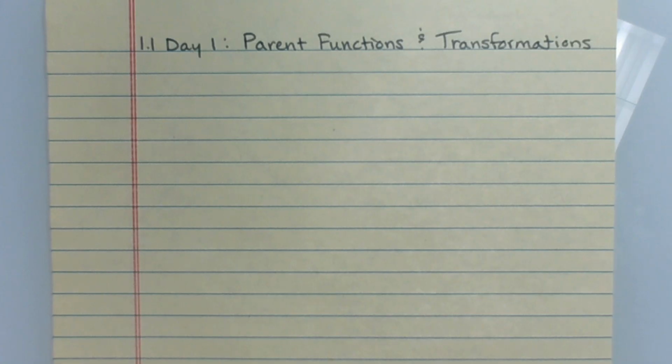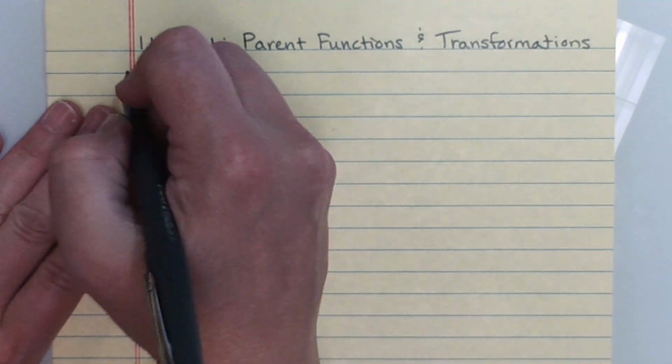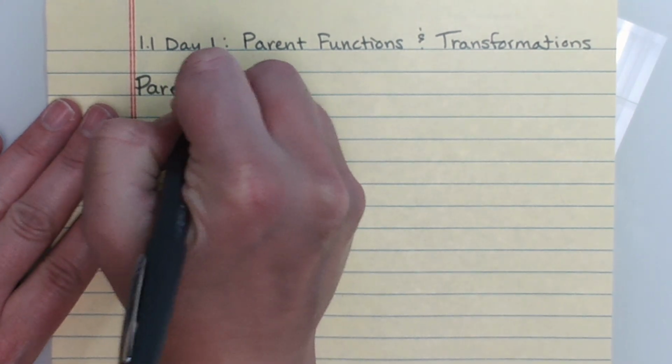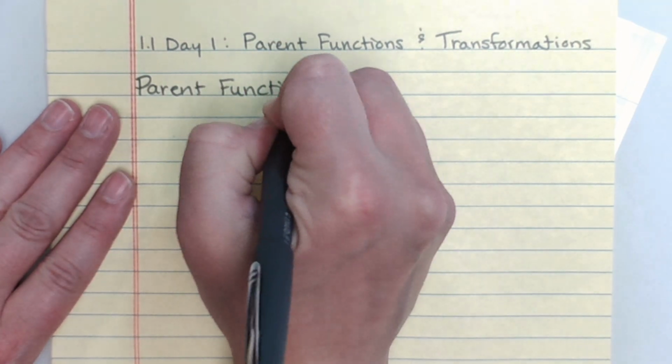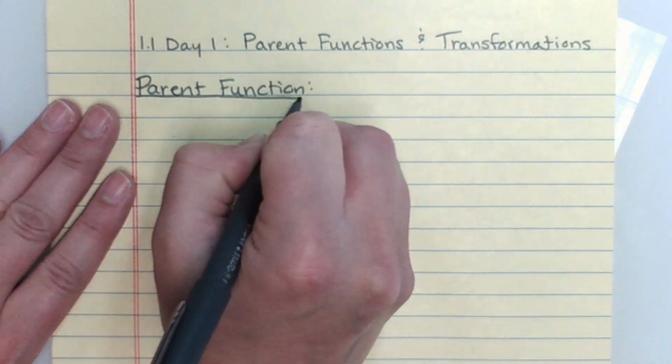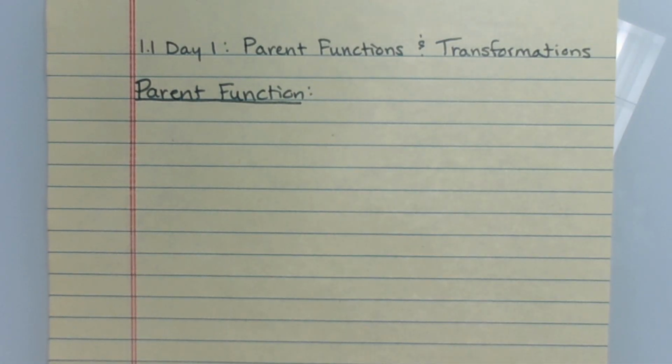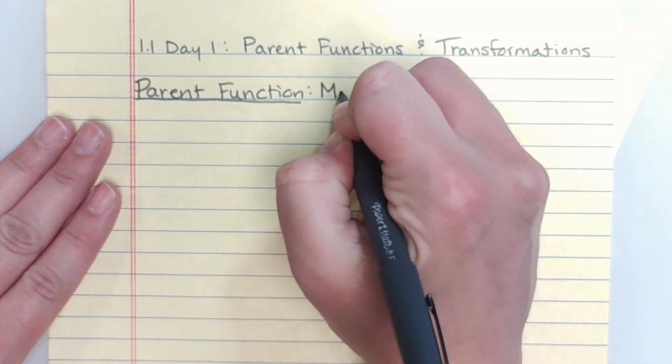Today we are starting to talk about our functions again, and we're going to talk about the parent functions and transformations put on those parent functions. First off, let's talk about a parent function. Now, you've talked about parent functions in previous classes. Does anyone remember what a parent function is? It's fairly typical. A parent function is the most basic function inside of a family.